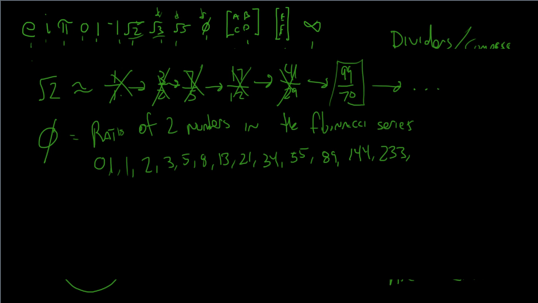This next one, 144 and 233 is 377. Do the arithmetic, you will see it. And then the next one is 610. And somehow for me, 610 over 377 is a good approximation of phi.